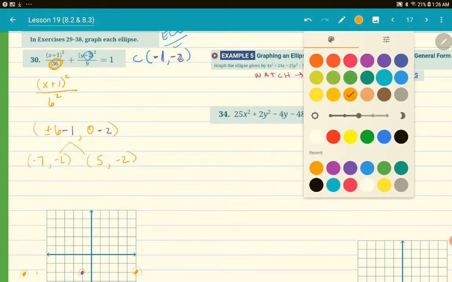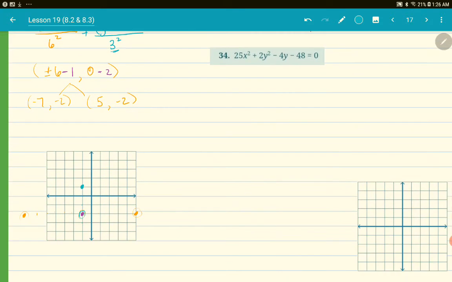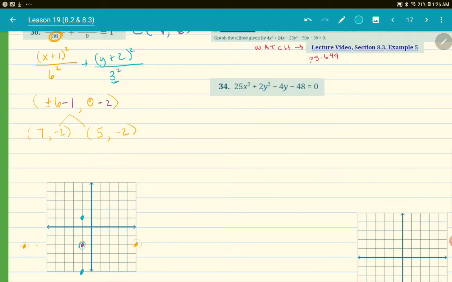Okay, now let's do the vertical direction, or the vertical axis. So I have (y plus 2) squared, and I'm going to take the square root of the denominator, so I can see that my axis in that direction goes up and down 3 units. From the center, my axis goes up 3, 1, 2, 3. So there's a vertex, and down 3, 1, 2, 3. So there's a vertex. Graphically, you can see all 4 vertices now.